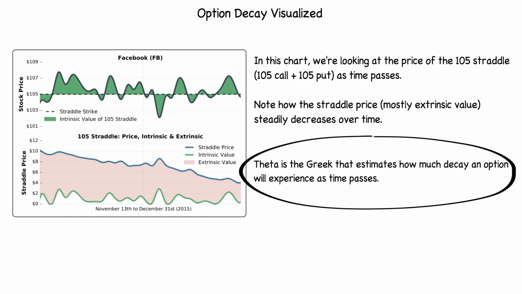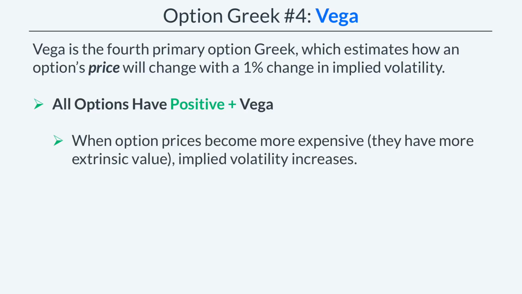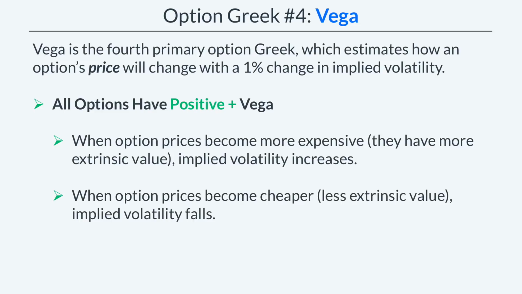puts as time passes. Now the fourth primary option Greek is Vega, which estimates how an option's price will change with a 1% change in implied volatility. Now all options have positive Vega, and that means that when option prices become more expensive, they have more extrinsic value, which leads to an increase in implied volatility. When option prices become cheaper, they naturally have less extrinsic value, which means implied volatility falls, all else being equal.